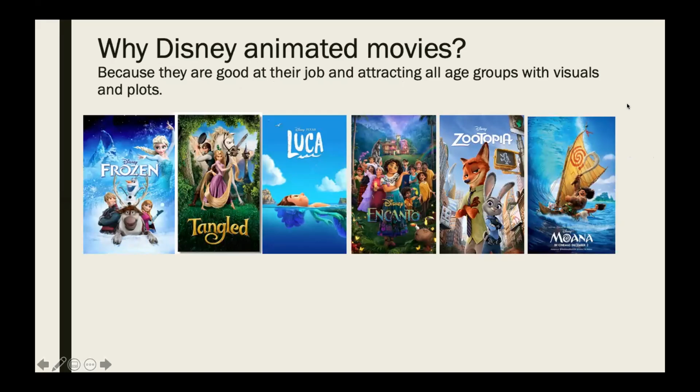Because Disney is really perfect at their job. That's why there is not any answer, because Disney knows how to grab attention for all age groups. They know how to use colors, and I think it comes after Steve Jobs, because he built up Pixar, and then they just joined, and after that their graphics and clothes and colors became more vivid.